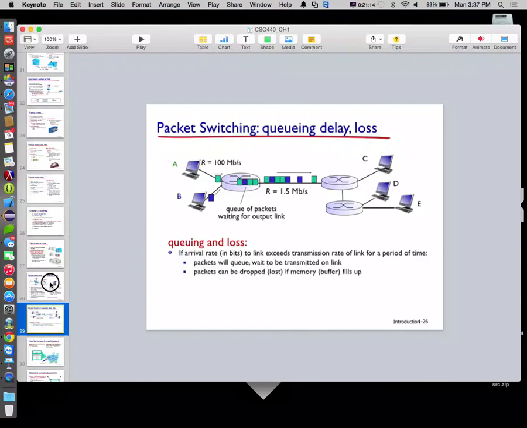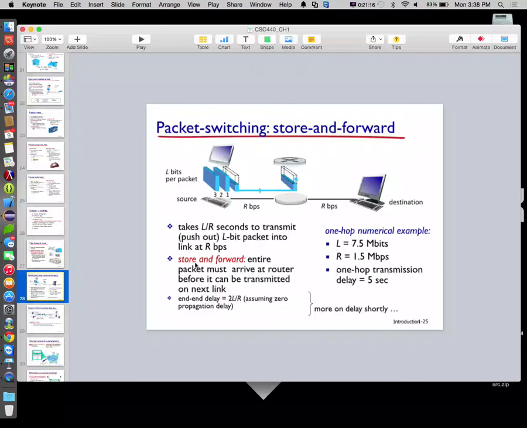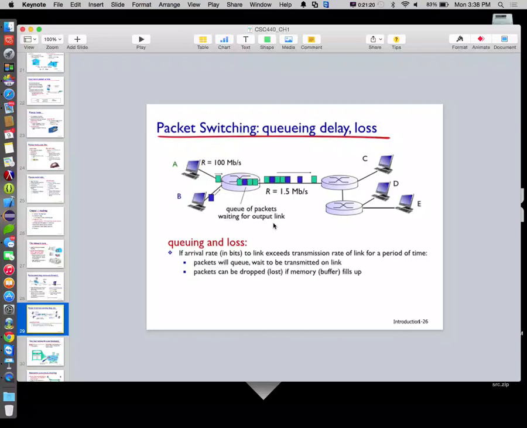Okay, so two places where we lose speed. One is the time it takes to actually store the packet. The other one is waiting in line while we're waiting for the time it takes to store the packet. So we got to play this balancing act.